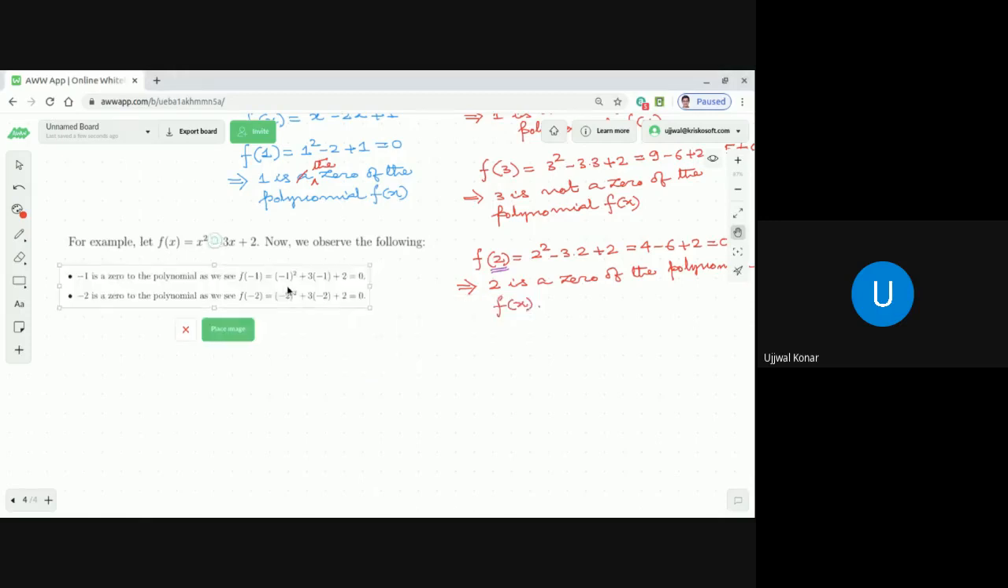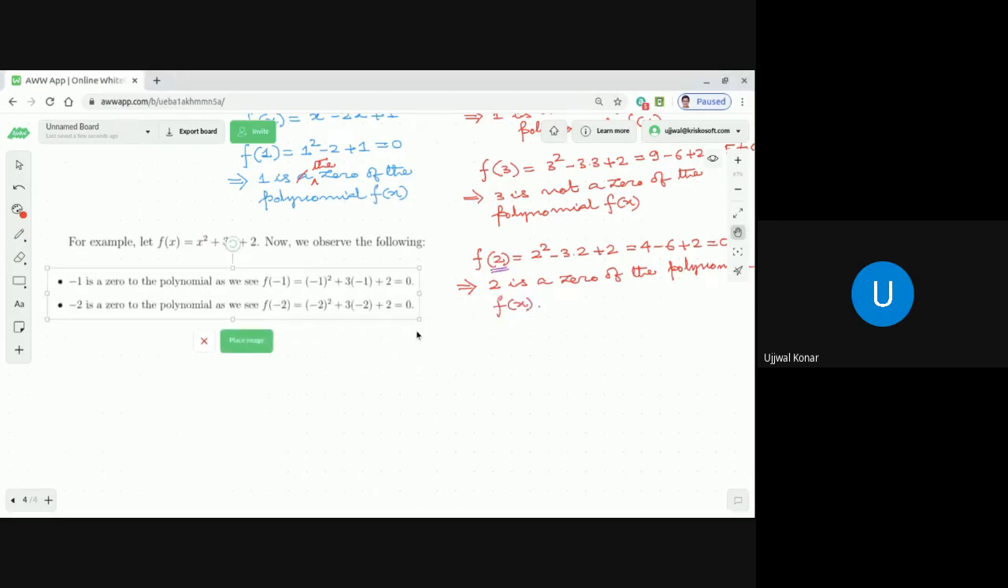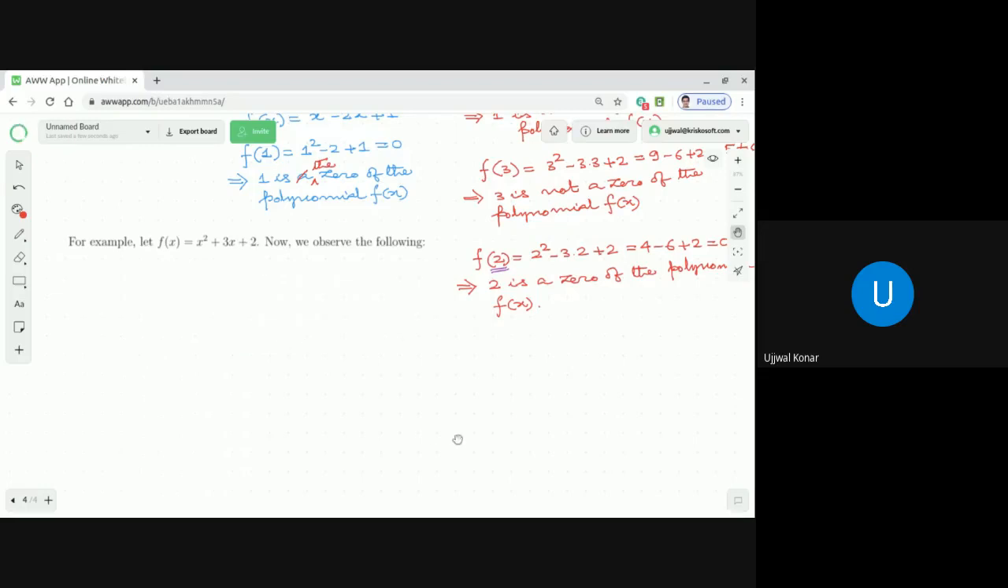If we find the value of f(-1), what do we get? (-1) whole squared plus 3 into (-1) plus 2 is equal to 0. So minus 1 is a zero of the polynomial. Similarly, if we put x equal to minus 2, we get (-2) whole squared plus 3 into (-2) plus 2, which is equal to 0. So minus 2 is also a zero of the polynomial. It is a polynomial of degree 2, so it can have a maximum of 2 zeros. One zero is minus 1 and another zero is minus 2.